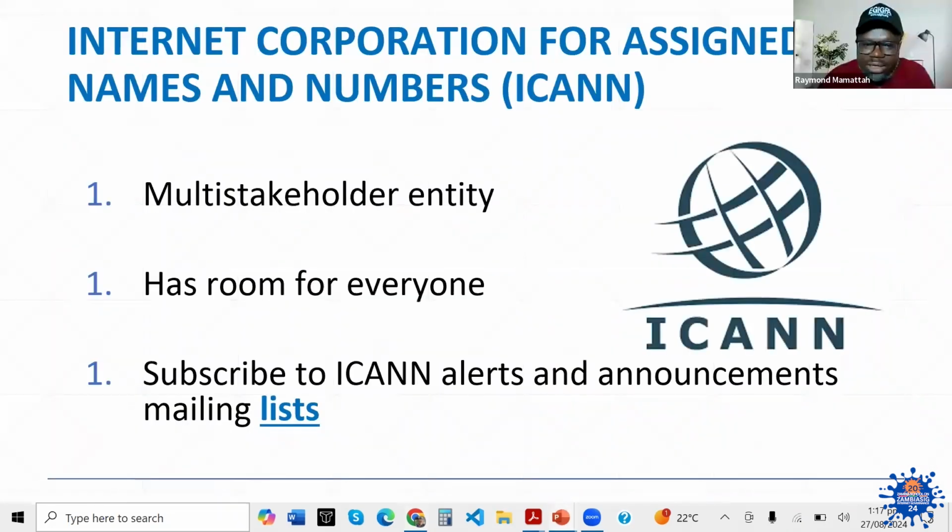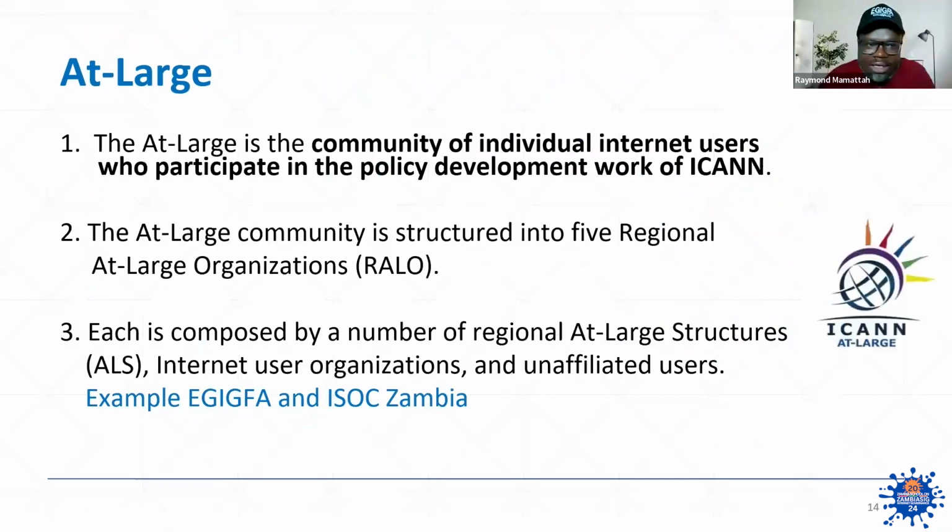Then we have the At-Large. So At-Large is the constituency or the community that has the end users. So this is the community that the end users operate in. Within the At-Large, we have the Regional At-Large Organizations, which we call the RALOs, which are the 5 regions of At-Large within ICANN. Each of these regional groupings is called a RALO. So within the RALOs, we have the At-Large Structures, which is the ALS.